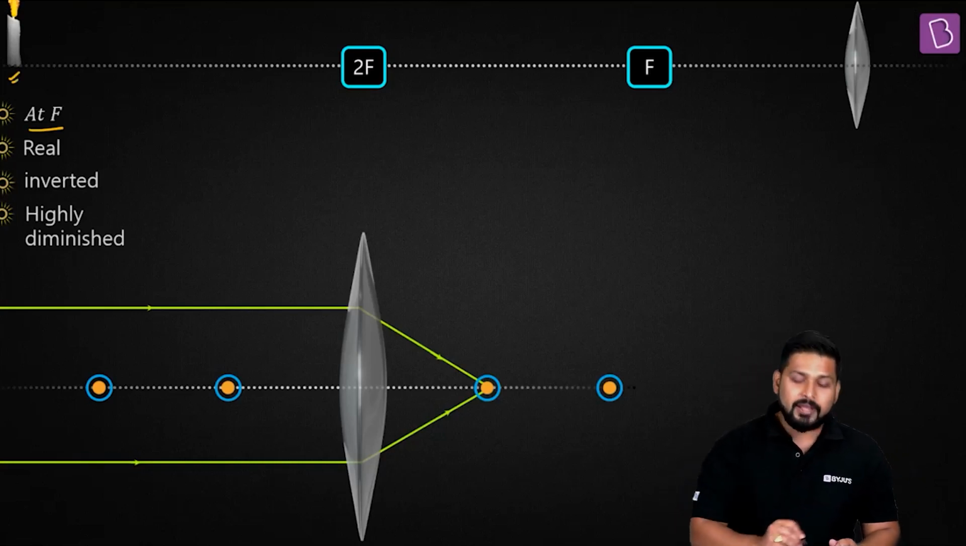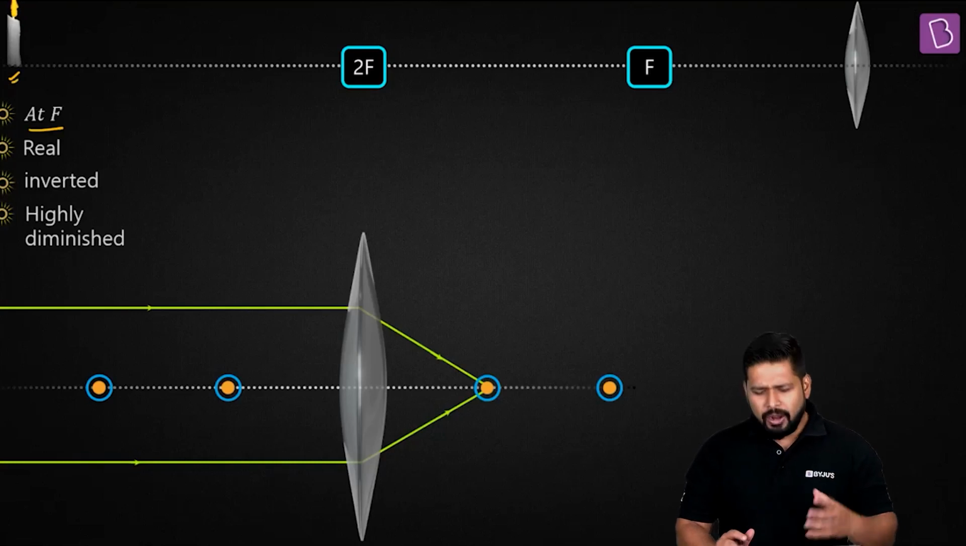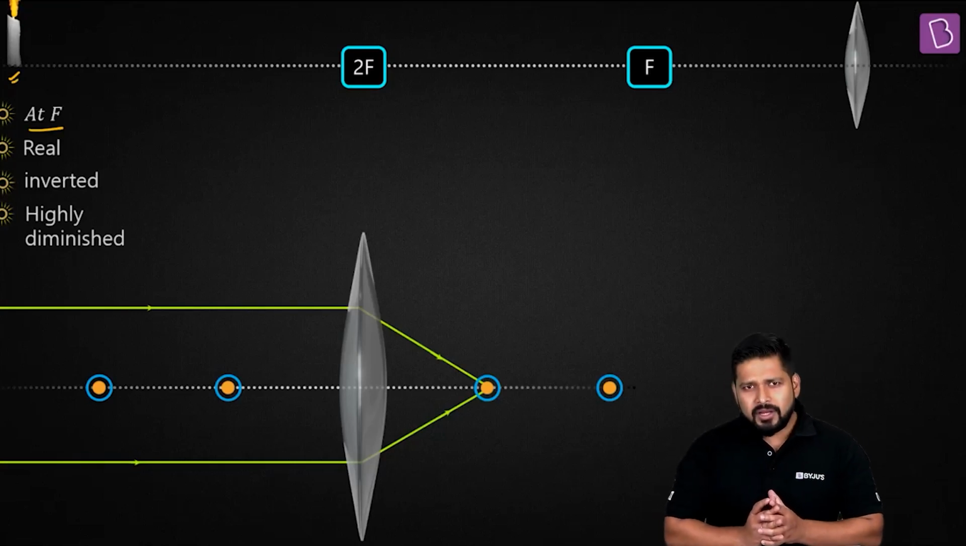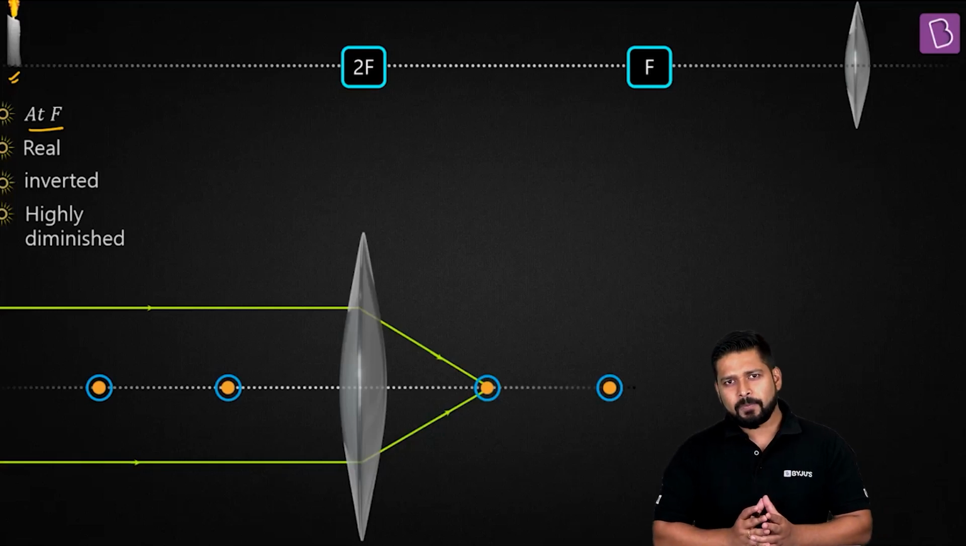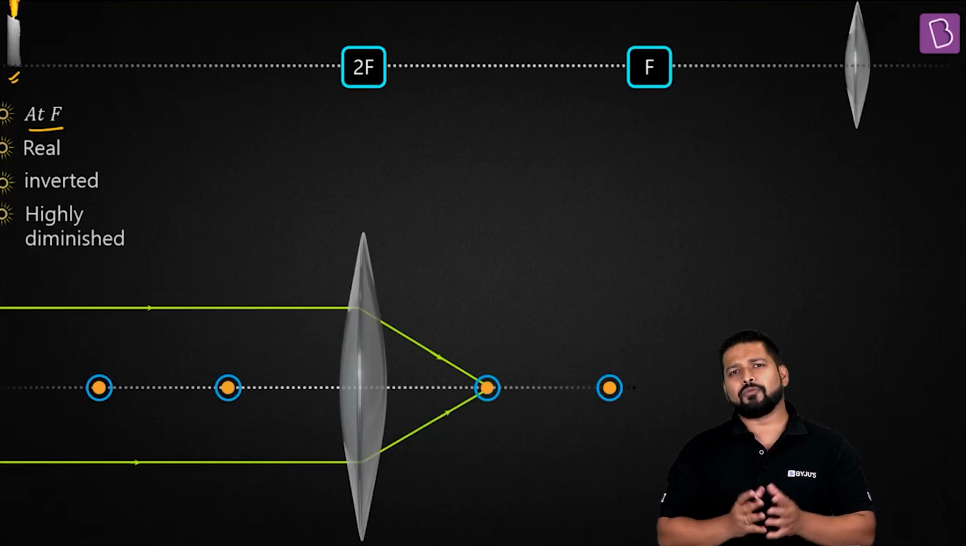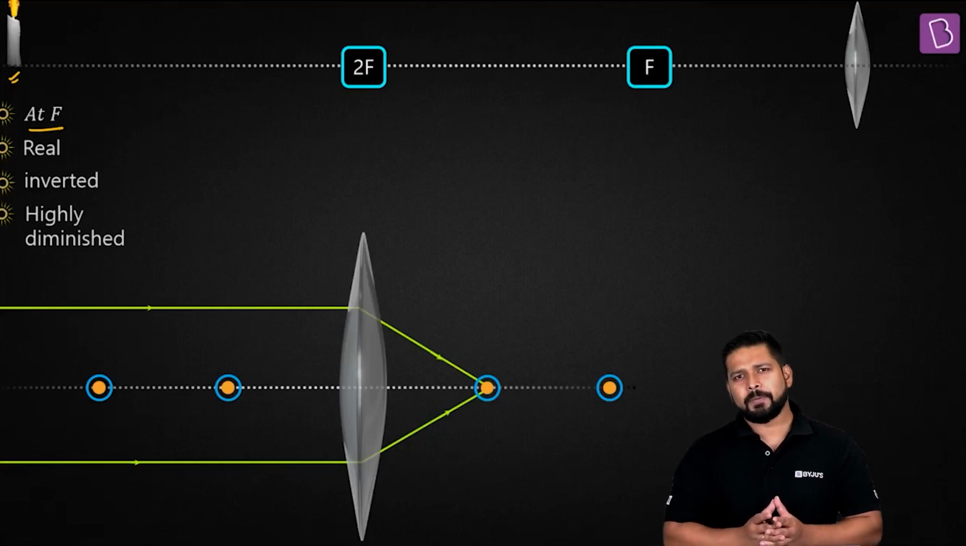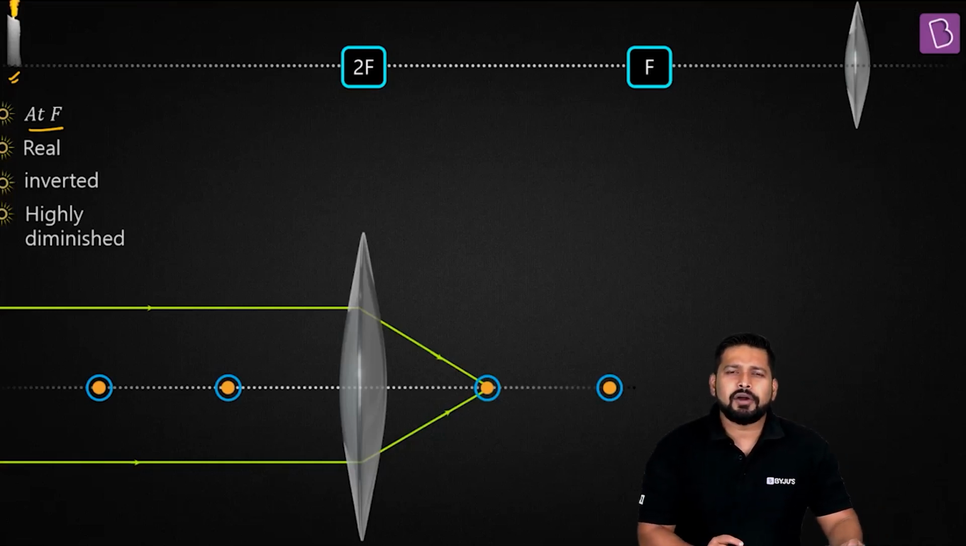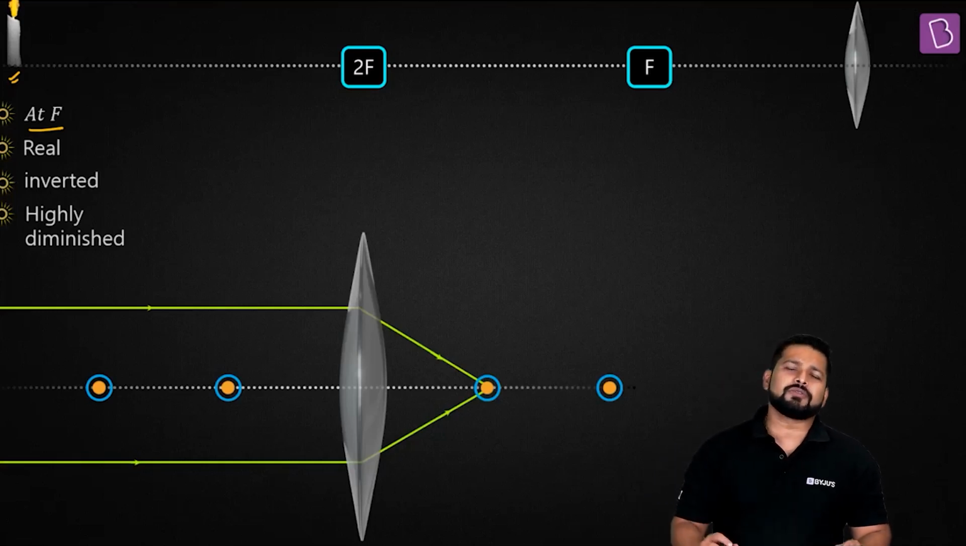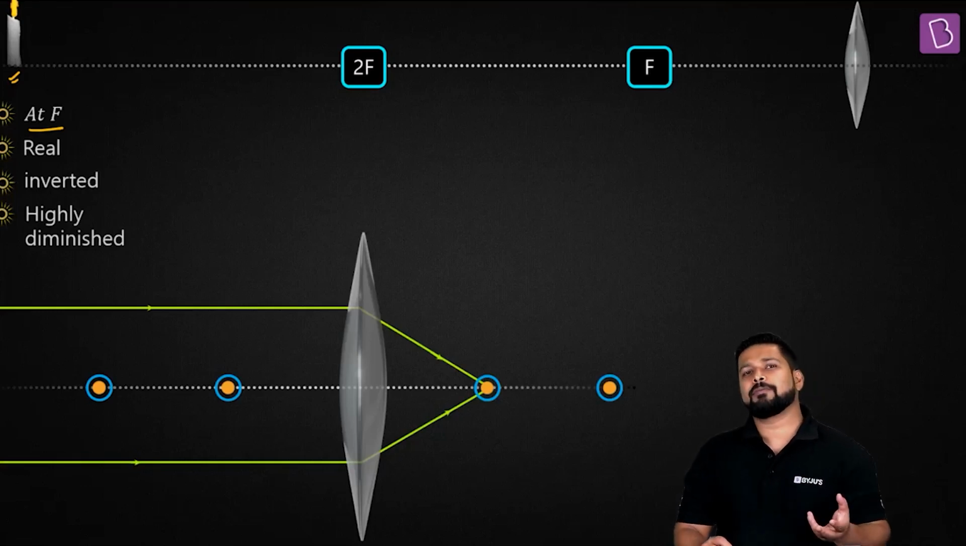Object is at infinity. Now, when I say infinity, you have to understand that I mean infinity in relative terms. For example, if you are looking at a lens which has a focal length of, let us say, 10 centimeters, and I talk about a tree located at a distance of 50 meters from that lens, well, that tree is nothing but at a distance of infinite length. So that object is at infinity. It's a relative term. So this is what we mean when we say infinity.